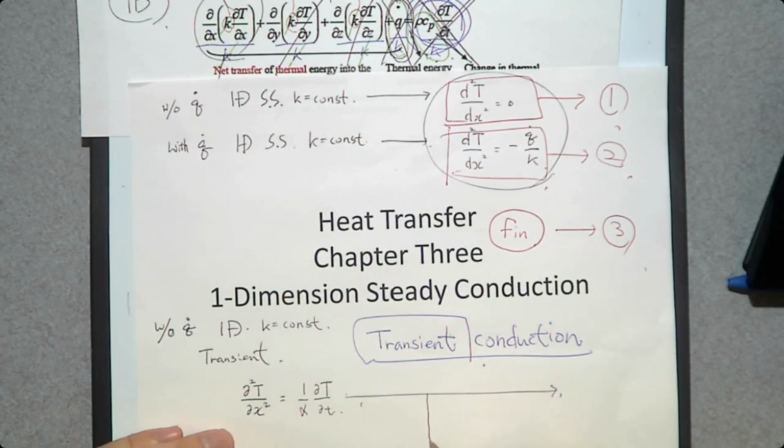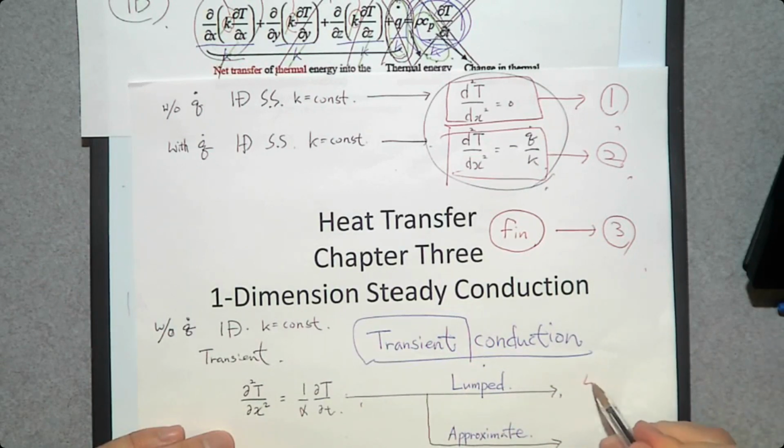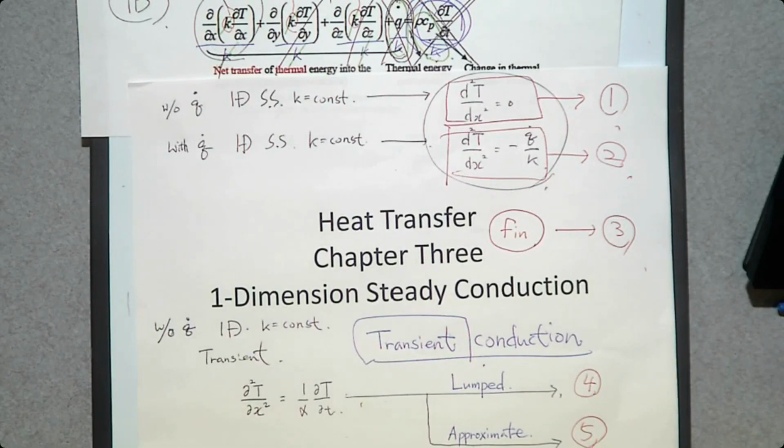And there are 2 different ways to study this equation. One is called a simple lumped system and approximate solution. So there are number 4 and number 5. So there are 5 items that we are going to study in terms of heat conduction, and you will see 3 or 4 problems among these 5. So that's how you can prepare the second exam, okay?